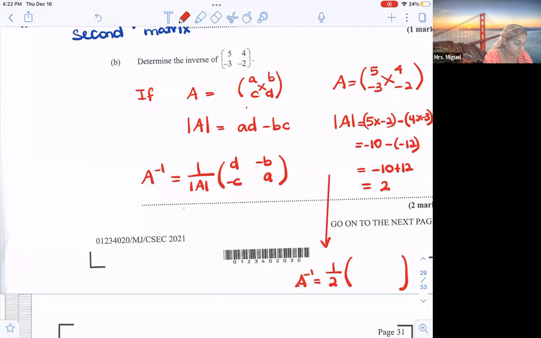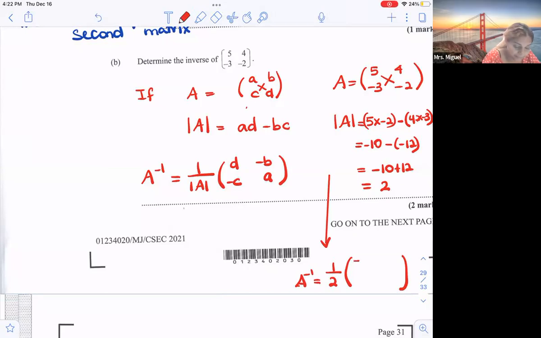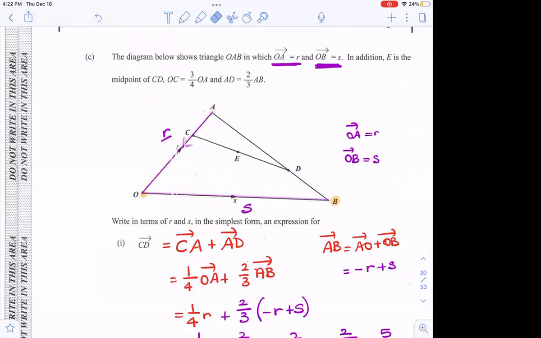Finish, miss. All right, so you're supposed to have -2, 5, -4, 3. Do you have that? Yeah, miss. All right. This one, let me erase the answer.